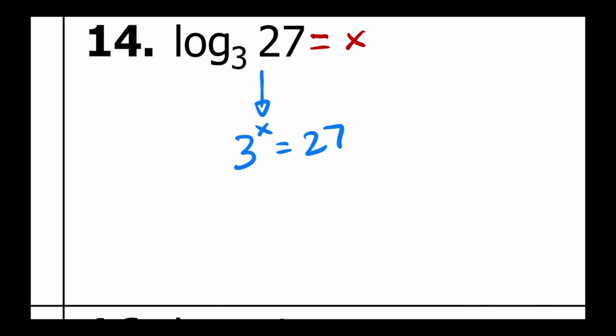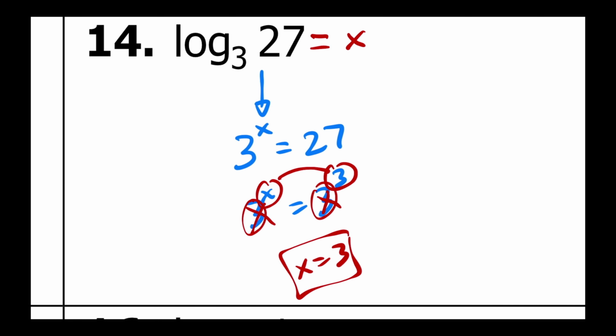So the way I'm going to solve this is 3 to the X, and then I'm going to change 27 to 3 to the third. See that? I changed 27 to 3 to the third. And once I have both bases the same, see how I have both bases the same on both sides? I can cancel them out, and I can say that exponent equals that exponent. So X equals 3. So that means this logarithm equals 3.